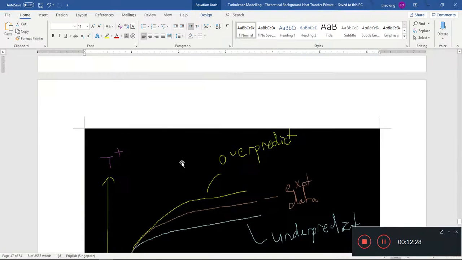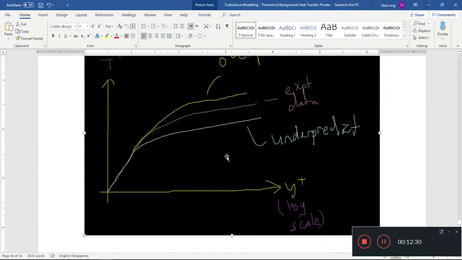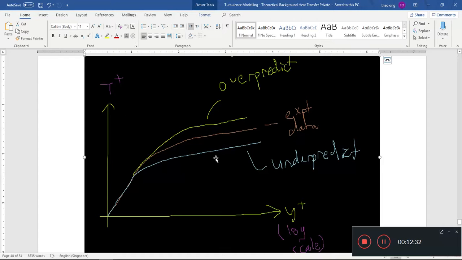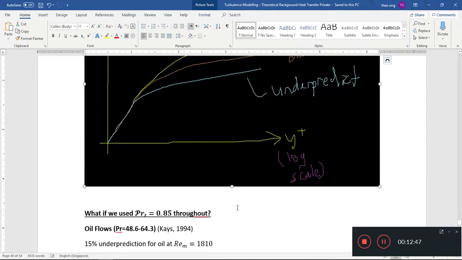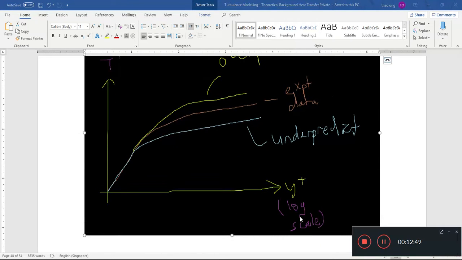So yeah, here's the picture I pasted here. Same idea: overpredict and underpredict, same gradient, but not the same intercept. So that's what we have, and you should keep this in mind.